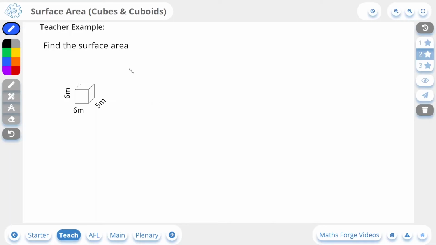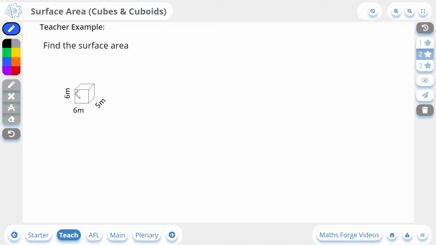Here they're asking us again to find the surface area. Now this time around, it's definitely not a cube. Even though the front face is a square, the length of this cuboid is different from the height and the width. So this is definitely a cuboid and not a cube. So how can we find the surface area of this 3D shape? Well, the quick way of doing this is to identify which faces are the same as each other.